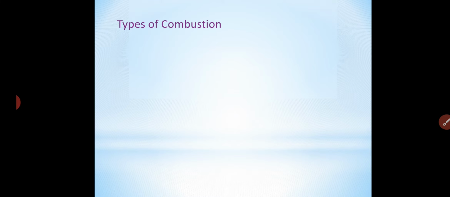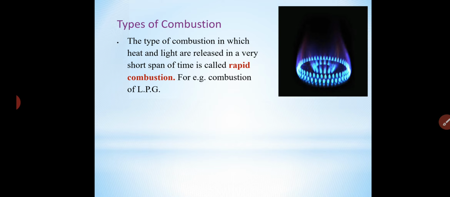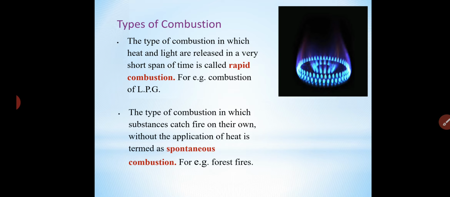Now, types of combustion. The type of combustion in which heat and light are released in a very short span of time is called rapid combustion. When the combustion process is going on, heat and light energy are released within a short time. That is called rapid combustion. LPG is a very good example, because if you take a lighter and suddenly start the burner, it will burn very easily.